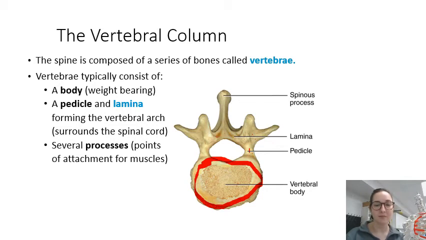We've also got these pedicles, which are here and here, and then the lamina here. And then we've also got some processes. We've got a process out to this side, and again, a process is just like a projection of bone. So we've got a process over here, and then a process back here. The one in the back is the spinous process.